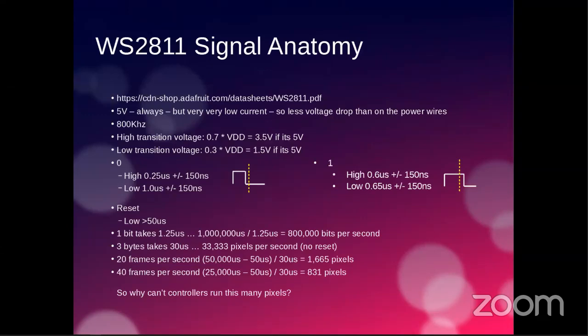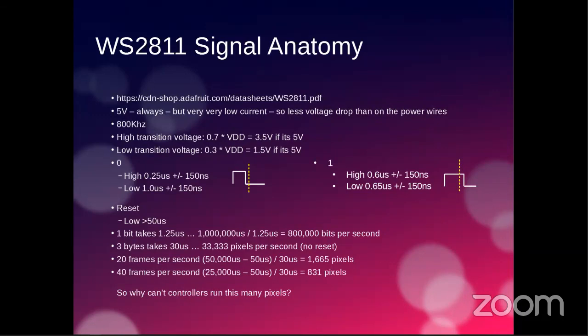So let's talk about what a 2811 signal looks like. A 2811 signal is a data signal. It's a 5 volt data signal. Even if you're running 12 volt pixels, the data wire is still at 5 volts. This is true across all types of pixels. It's why you can run pretty much any voltage pixels off a controller as long as you only connect up the data and the ground wire and provide the power supply directly to the pixels. They don't really care because the data signal is still always 5 volts.